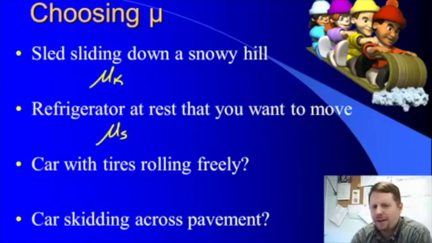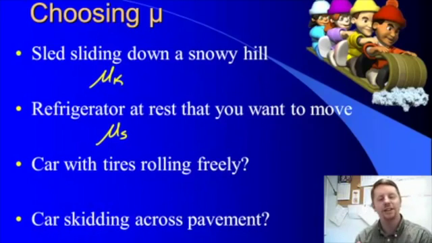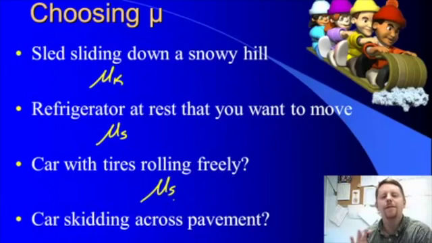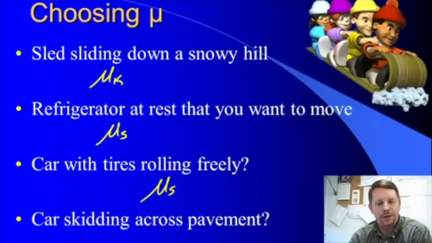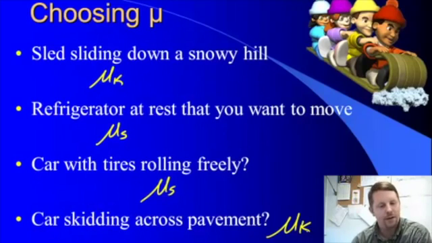How about a car with tires rolling freely? This one's a little bit tricky. You have to think about what happens where the tires contact the road. As the tires contact the road and lift up, they're not actually sliding. Therefore, we'll use the static coefficient of friction, at least at the first pass level. Later on, you may even look at something called the rolling coefficient of friction, but we're going to stick with just static and kinetic for now. And how about the same car if it's skidding across the pavement, if the wheels are locked? Well, in that case, you have sliding friction, so that again would be mu k, the kinetic coefficient of friction.